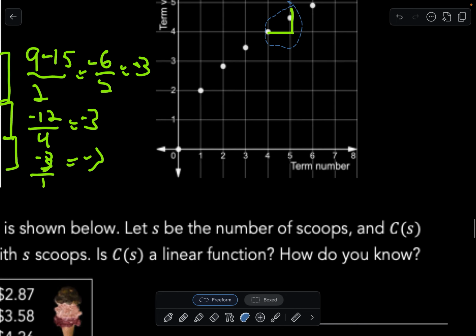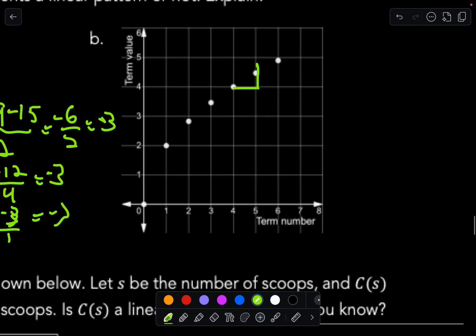So this is not linear. So this rate is non-linear, not a common difference.